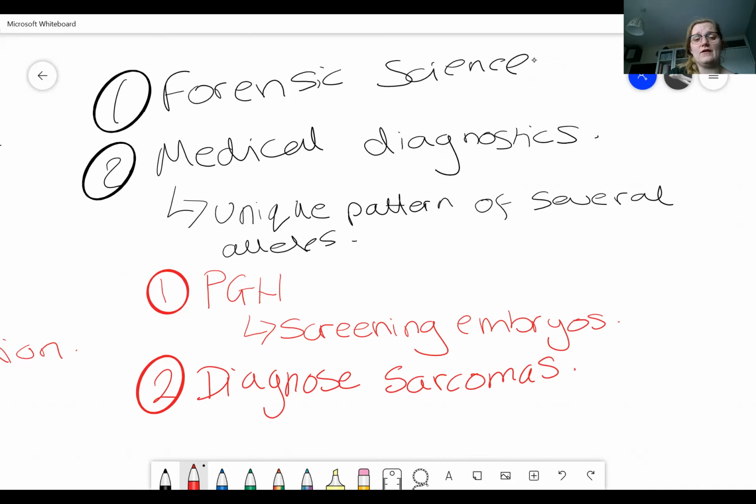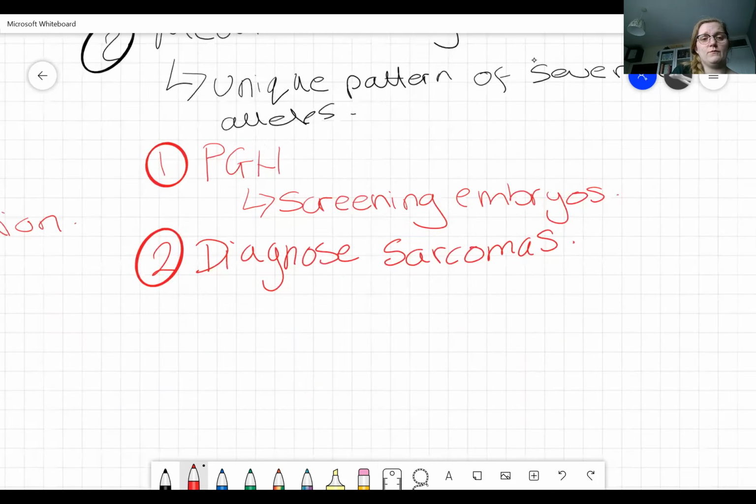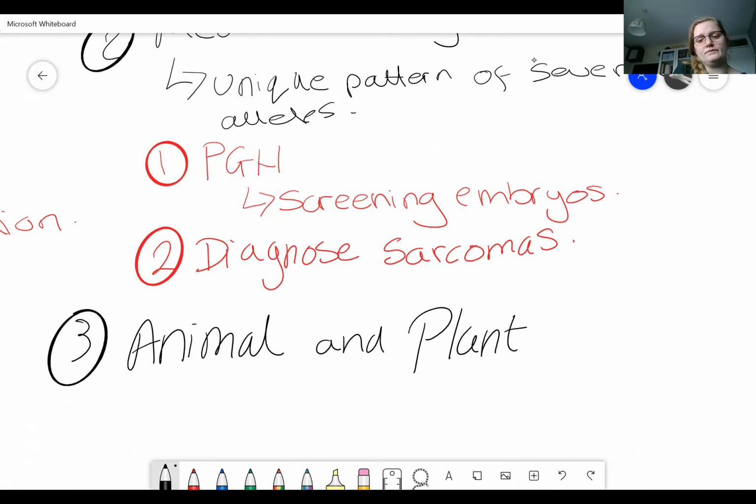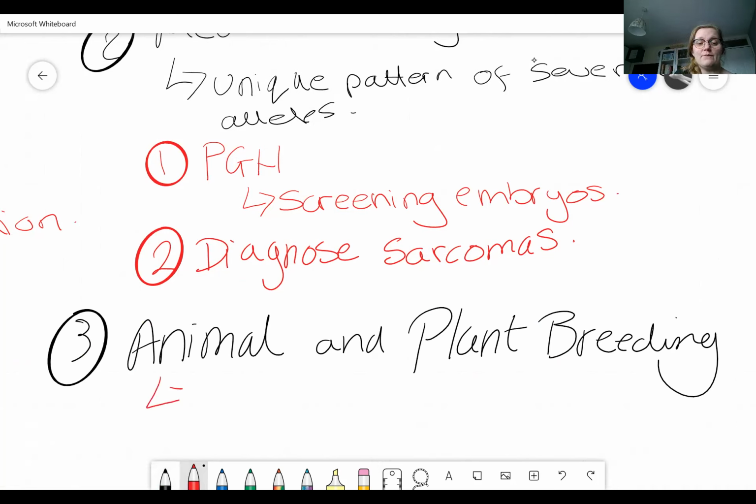Finally, we can use it in, and this would possibly seem a little bit surprising, animal and plant breeding. Genetic fingerprinting can be used on animals and plants to prevent inbreeding. So this is really important. We're looking for that genetic variation again.